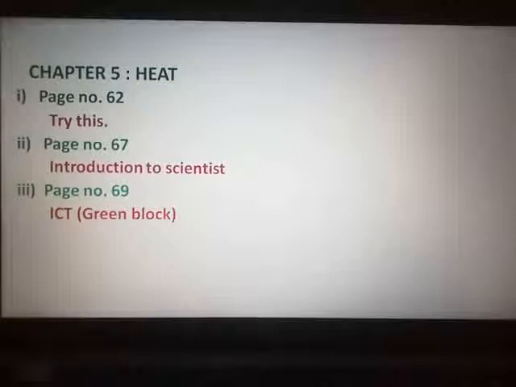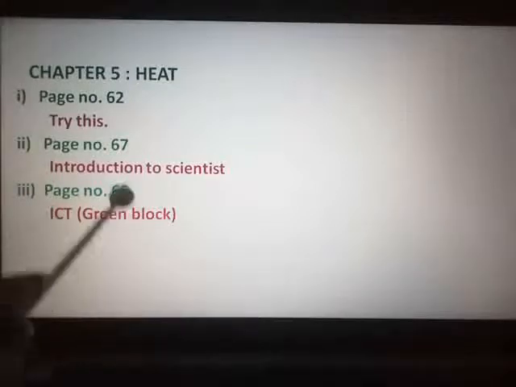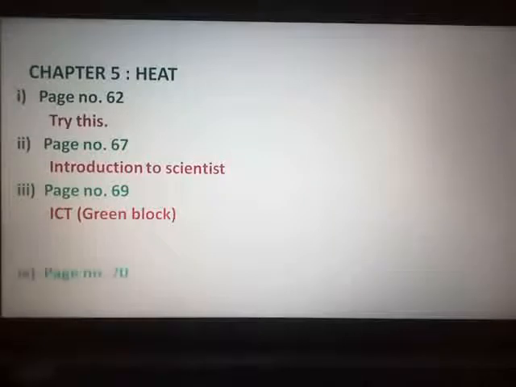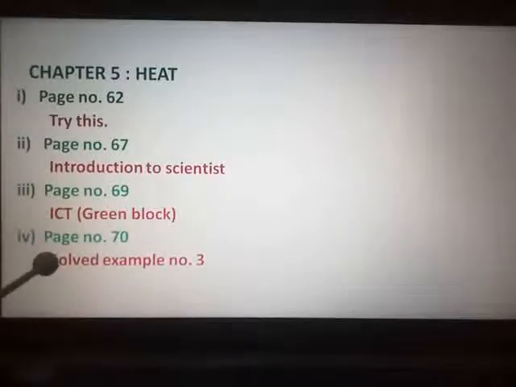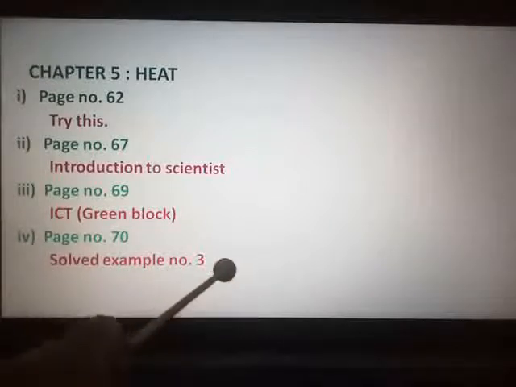68 there is no reduction. 69, a small green colored block above the solved example, ICT, green colored block, that you have to remove. And on page number 70, solved example number 3. There are total 3 solved examples. So out of 3, only the third example they have removed. I hope you have got the reduction in syllabus for all the 10 chapters through the theory video.